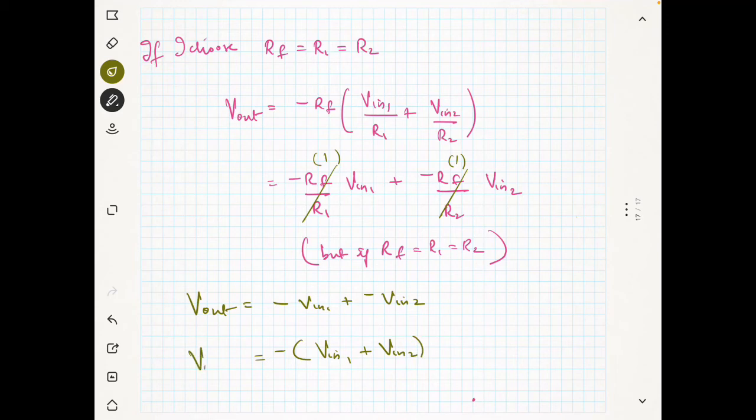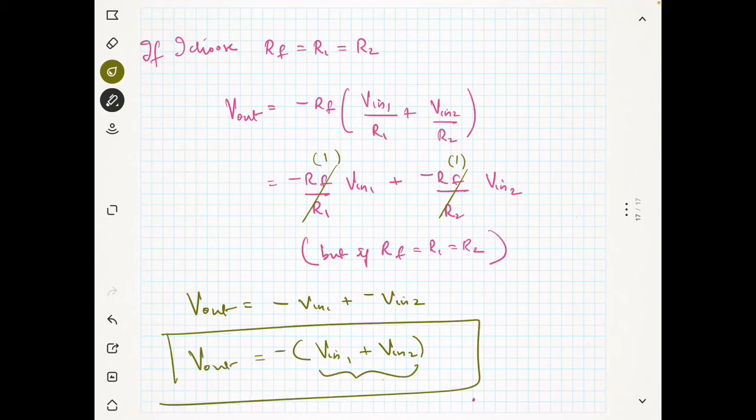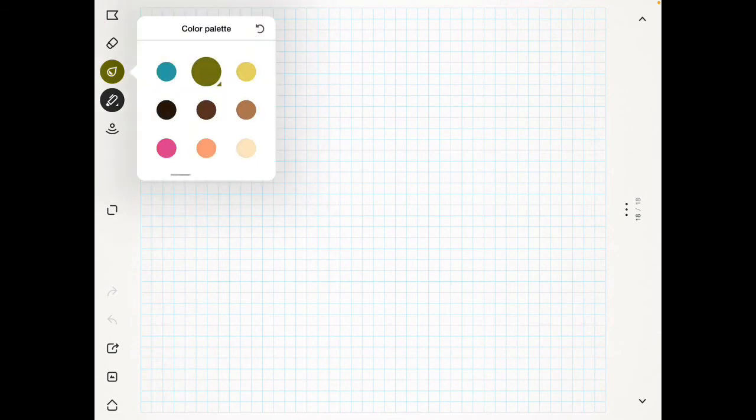That means you are getting a negative sign, that doesn't matter, but you are getting the sum of voltages. That's it. This is nothing but the summing amplifier. That's why we are calling it a summing amplifier. If Rf is not equal to R1 or R2, then it is still a summing amplifier, but it is not having a unity gain. But this is having a unity gain. We will see an example now. So let us see one example.